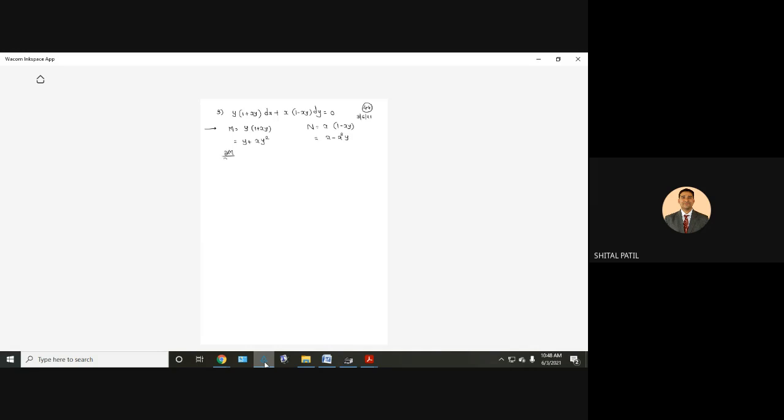Del M by del y is 1 + 2xy. Del N by del x is 1 - 2xy. So the conclusion is del M by del y is not equal to del N by del x. The differential equation is not exact.